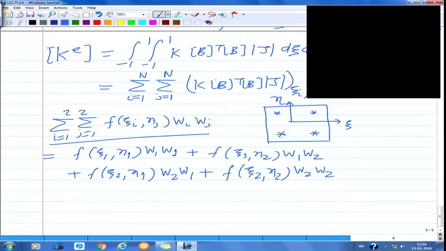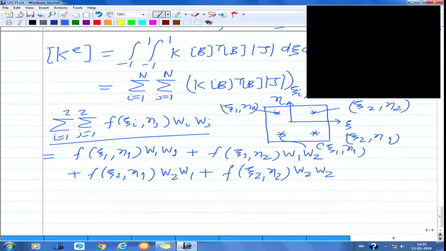So here what I am saying is that this point is, let us say, xi 1 and eta 1, this point is xi 2 eta 1, this point is xi 1 eta 2, and this point is your xi 2 eta 2. So if you are using n equal to 2, then what you are doing is evaluating this function at these 4 points 1, 2, 3, 4, and then multiplying by the corresponding weight factors, and then summing up all of them together, you get the final integration value. So these points here are referred to as Gauss points.